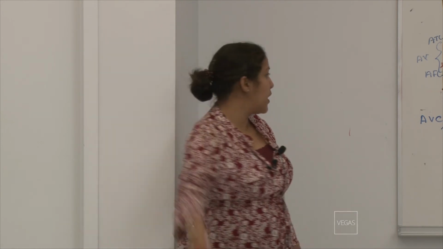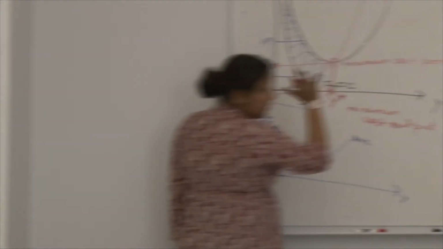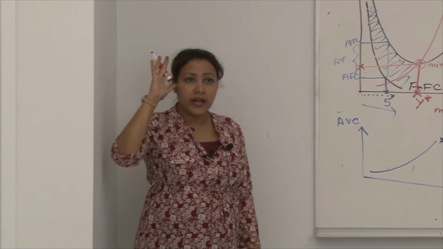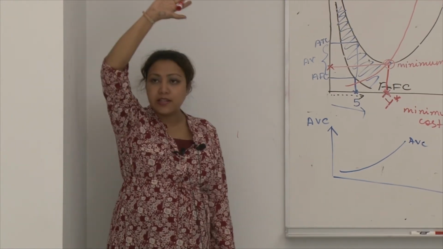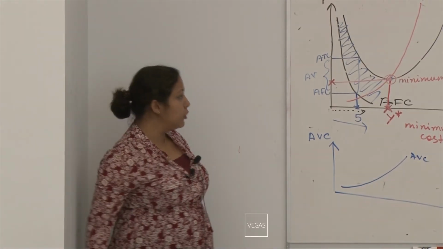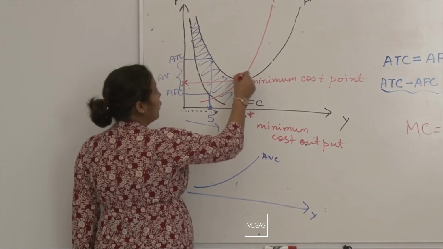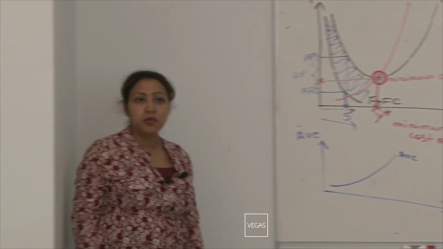MC will be upward rising, and if it is upward rising, no matter where, it could be here, it could be there, but it will cut the ATC at some point. Since the ATC is U-shaped, it will intersect the ATC at some point. Now the objective of the producer would be to produce at that point, or to make sure that that MC intersects the ATC at exactly its minimum point.